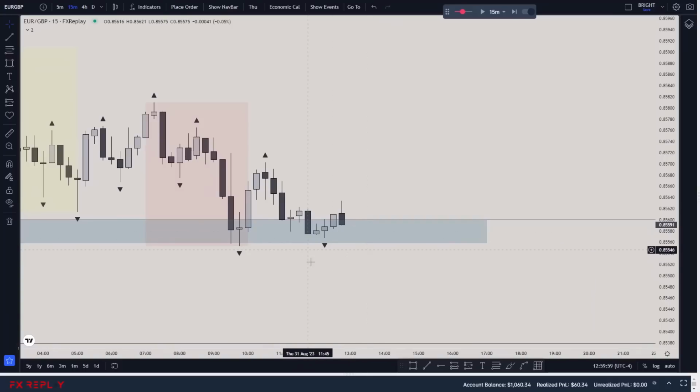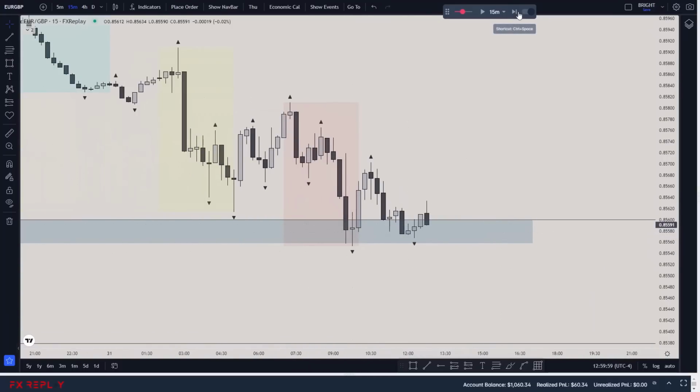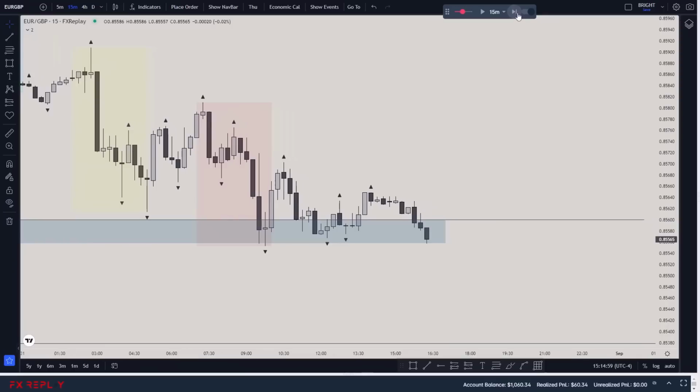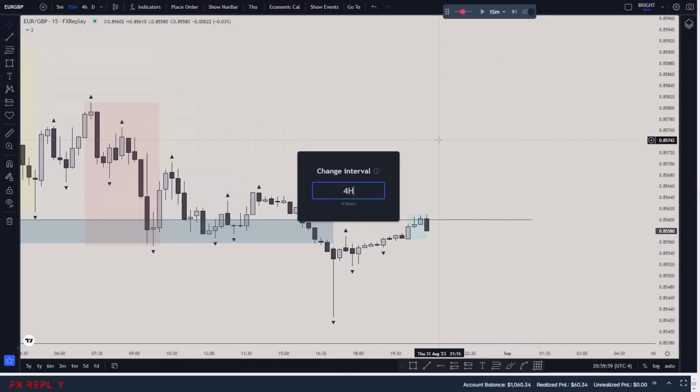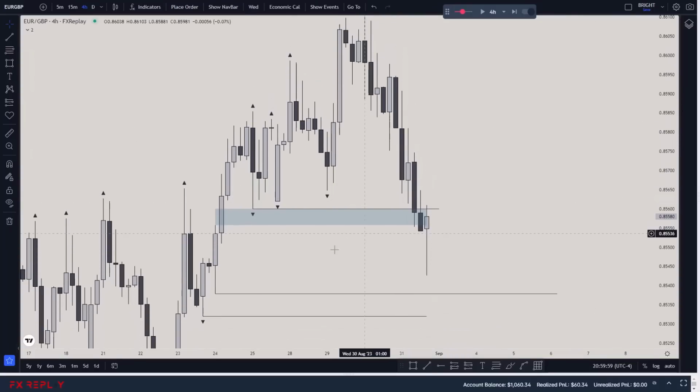Okay, so price comes here, but we are out of the kill zone. So no entry here, no entry, even though I don't know if it's gonna hold or not. Okay, it's not holding, but we don't have an entry here. Now back to the 4 hour. Let's see what we have here.